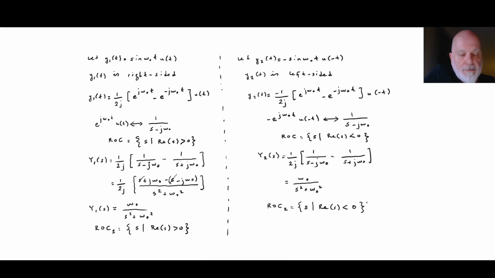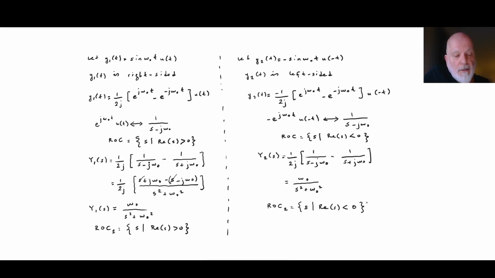completely different, and in fact the intersection of the convergence regions is empty, and therefore if we add y1 of t and y2 of t, we are going to obtain sine omega 0 t, but its Laplace transform does not exist.